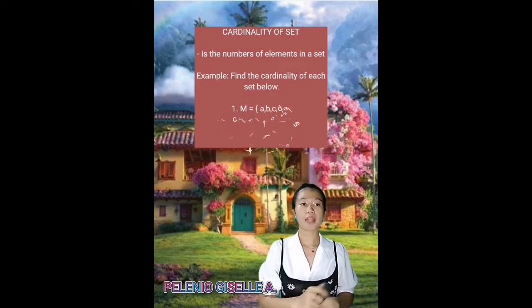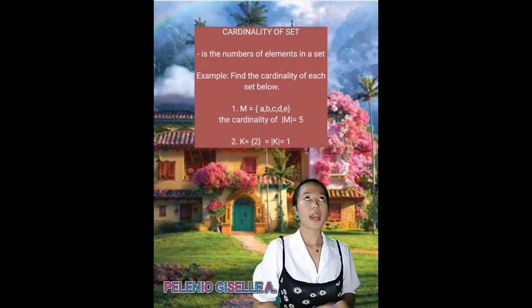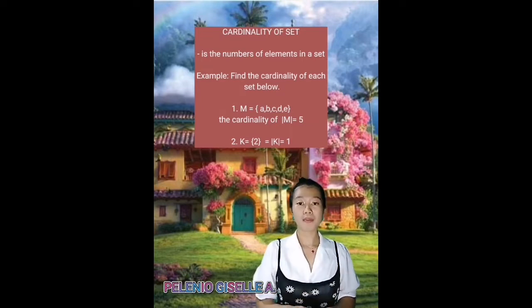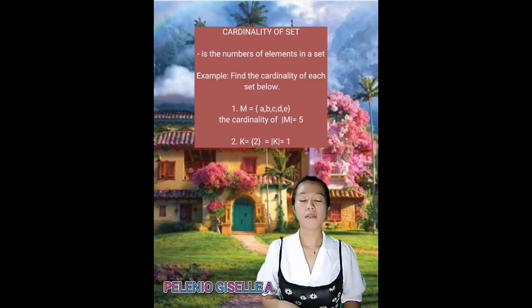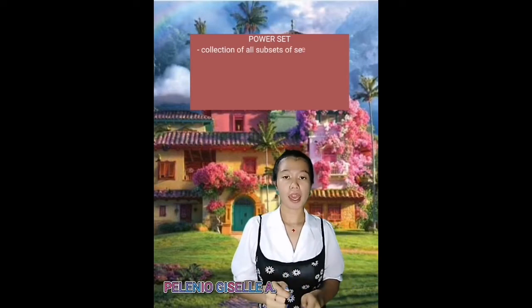For example, find the cardinality of each set below. Number 1, set M is {A, B, C, D, A}. So, the cardinality of M is equal to 5 because we have only 5 elements. Power set: the collection of all subsets of set A is called the power set of A.